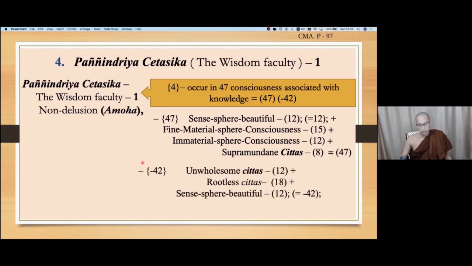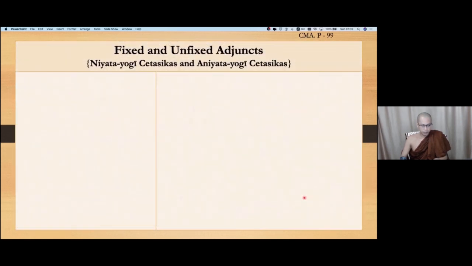Then what are the dissociated consciousness? Here, unwholesome, rootless, and 12 sense-sphere beautiful, dissociated from knowledge. Altogether, 42 consciousness are dissociated. Then, so we finish the association of beautiful mental factors in 4 ways.